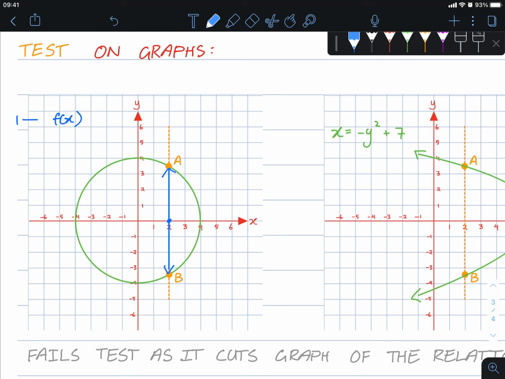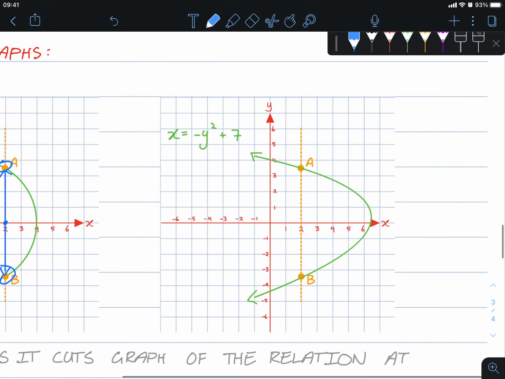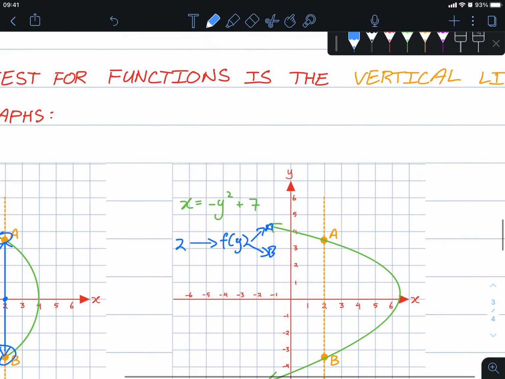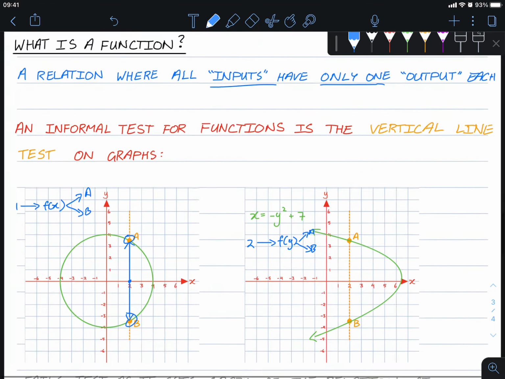If we input x, we get two different outputs, I don't know what those two values are, a and b. Same goes for this one. If we input the value of x, so 2, so here's our relation, if we input 2 into this relation, because our variables are y, we get two different results, a and b. Hence why these two are not functions.